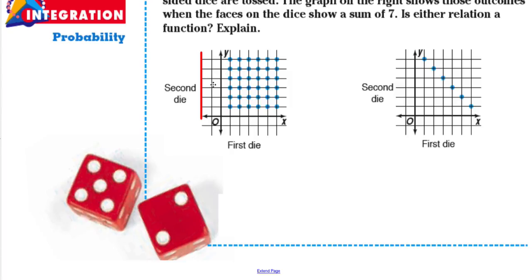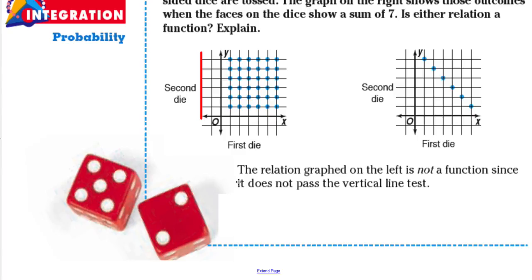At the same time, if you notice, for a value of x, there is more than one value of y. For example, 1 is paired with 1, 2, 3, 4, 5, and 6. For 2, it is also paired with 1, 2, 3, 4, 5, and 6. So by the very definition, this is not a function, since it does not pass the vertical line test. For every value of x, there is more than one value of y that is paired with it.